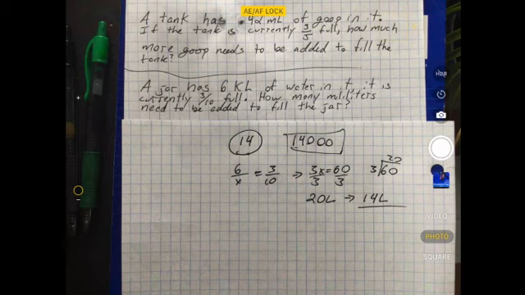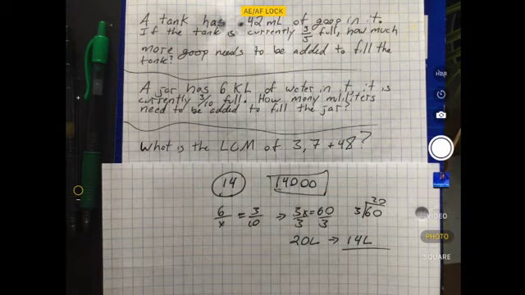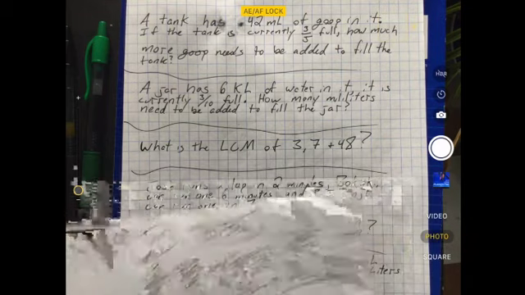Okay, here we go. What is the lowest common multiple of 3, 7, and 48? Lowest common multiple of 3, 7, and 48.